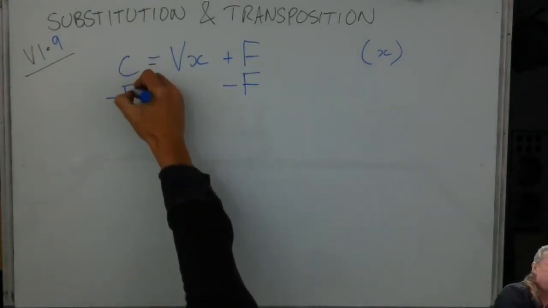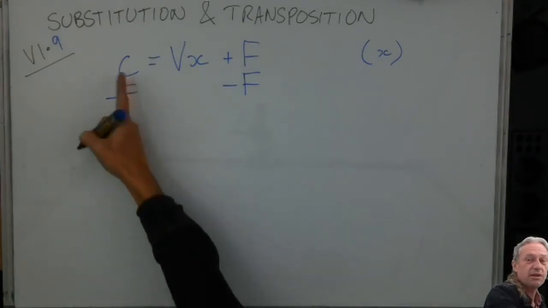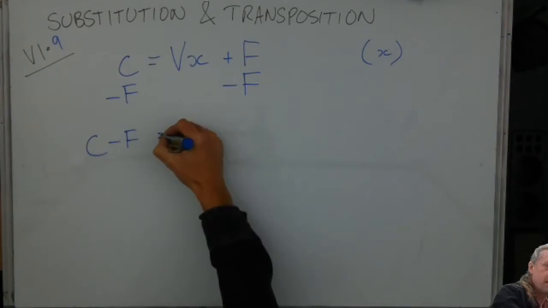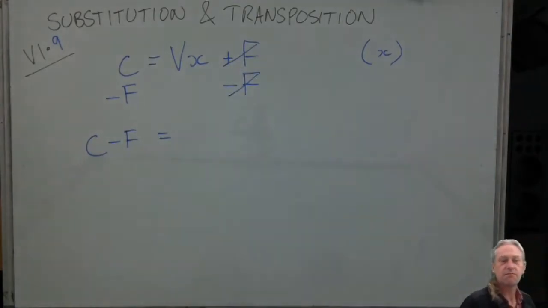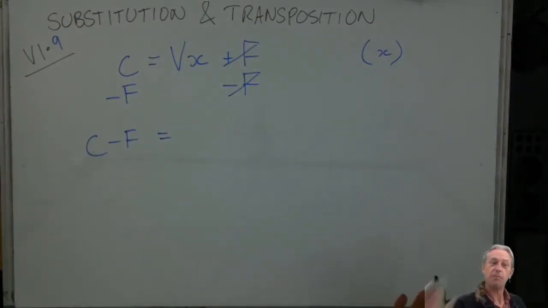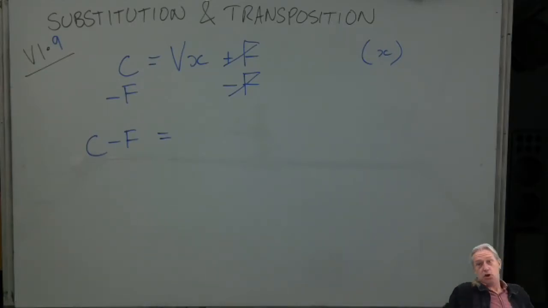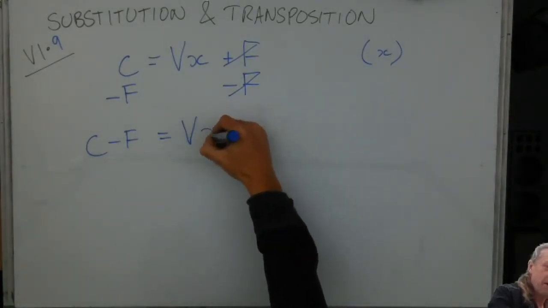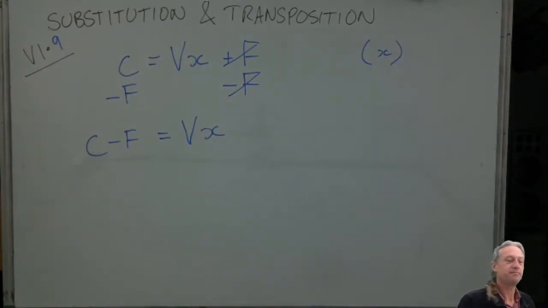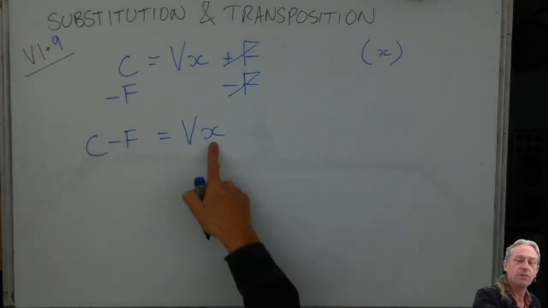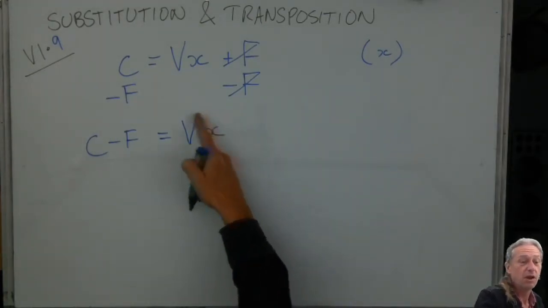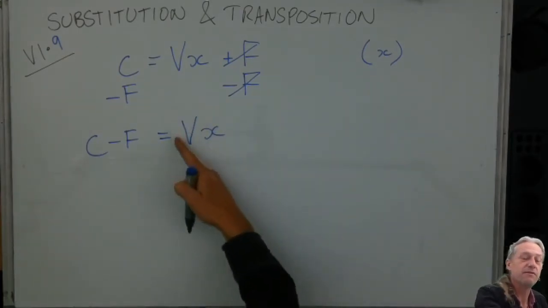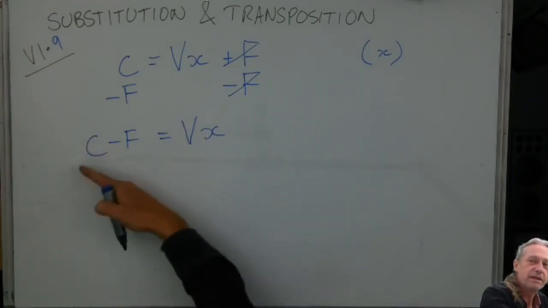Subtract f. Don't get these round the wrong way. So we've got c, take away f, equals, so that cancels out. We're adding something and then we're taking that same thing away. We don't know what it is, don't really care. But all we're left with is v multiplied by x. So now, because this is what we want on its own, we've got v lots of x. So we want to get rid of the v over here, move it to that side.